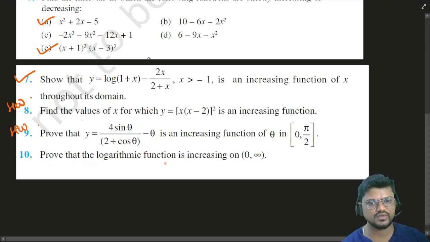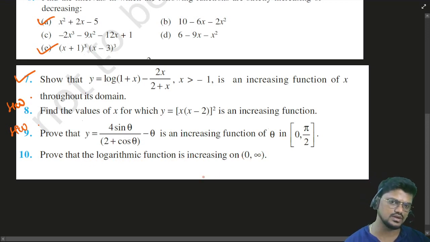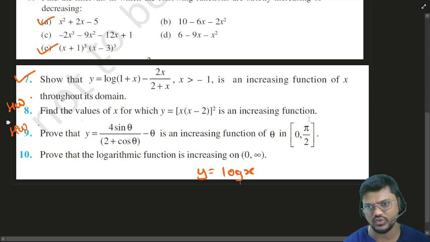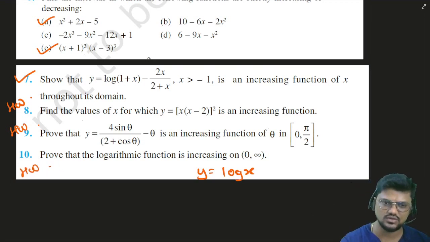Prove that the logarithmic function is increasing on 0 to infinity. Over here the logarithmic function is log x, and you have to prove that from 0 to infinity it will be increasing only. You'll get it. You try solving it. If you don't get it, then you can ask me in the next class. Okay, now I'll take the next set of problems.